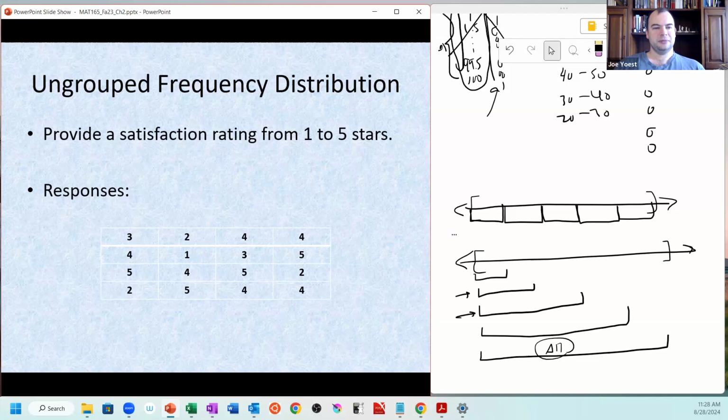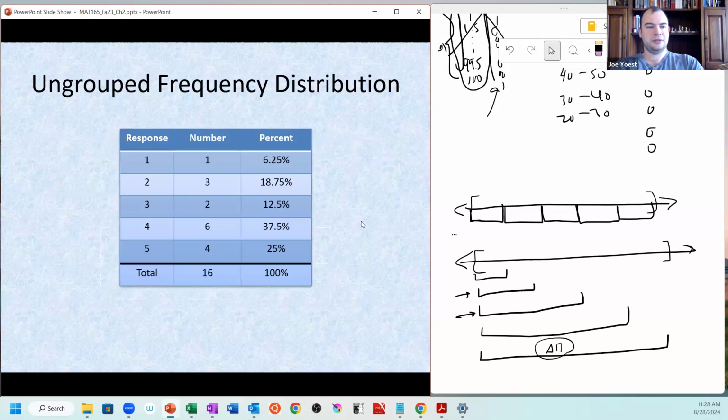But why would I group this, right? There are only 5 possibilities, 1, 2, 3, 4, 5. Am I going to group like 1 and 2 together and 3 and 4 together and then 5 by itself? Probably not. So if I had response data like this, if this was my raw data, these 4 by 4 grid, these 16 numbers, I'm probably just going to basically treat it like categorical data.